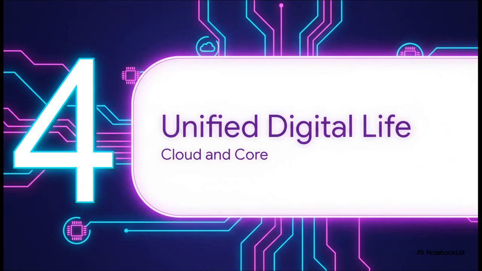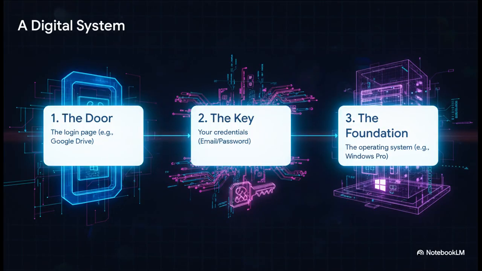So now, let's put it all together. The cloud service you're trying to get to, and the core operating system on your machine, they aren't two separate things. They're part of a deeply connected system that, altogether, makes up your digital life. You really have to see it as one single system. You've got the door, that's the Google login page. You've got the key, that's your password. And you've got the foundation the whole house is built on, the Windows Pro operating system. Every single part has to rely on the others.